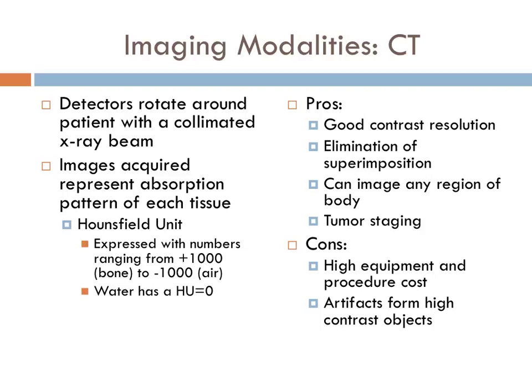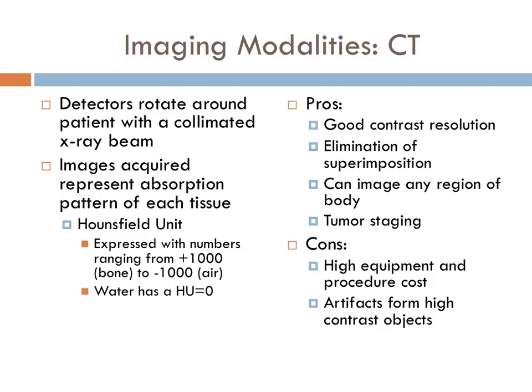Moving on, we will now talk about computed tomography, or CT. As I mentioned in a previous slide, CT uses tomographic imaging, where the detectors rotate around the patient using a collimated X-ray beam. In CT, thin transverse sections of the body are acquired in the images, and they represent an absorption pattern. This is also known as X-ray attenuation.